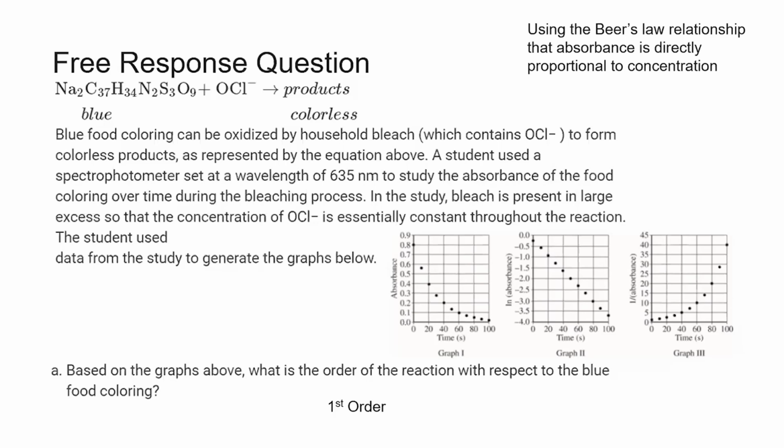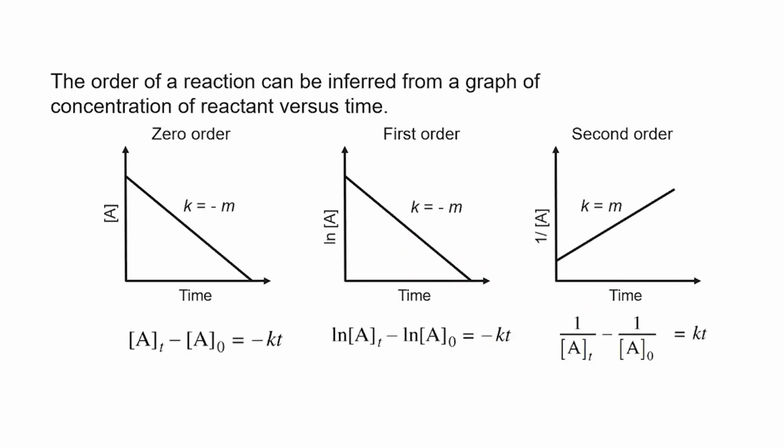See, these are kind of easy. We kind of want these problems, don't we? The order of reaction can be inferred from a graph of concentration. Well, we said this already, so this is a repeat.